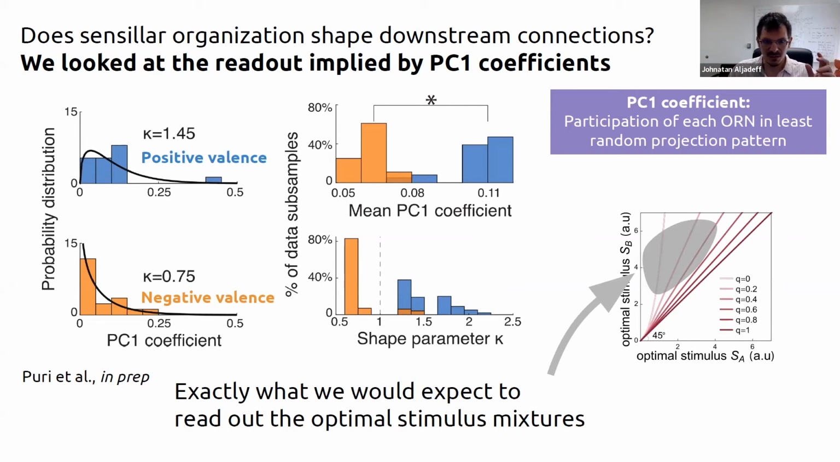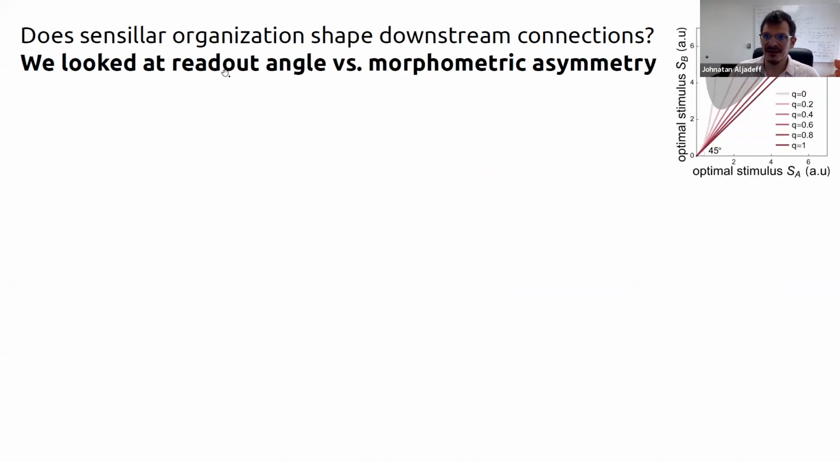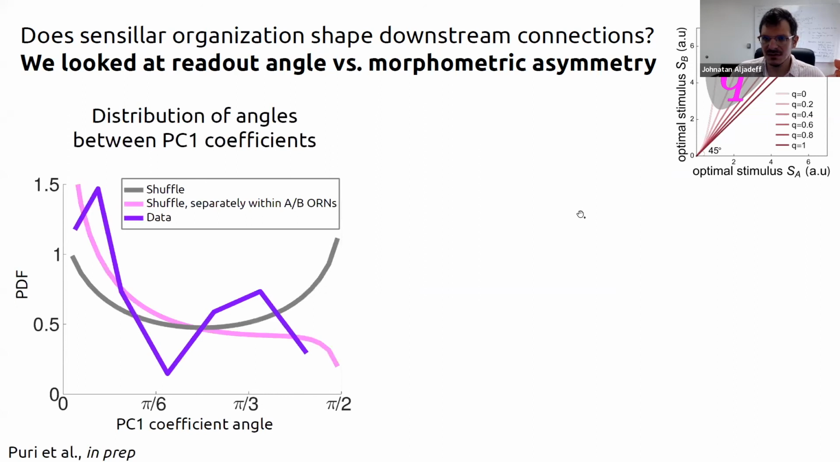Okay, so we want to look more carefully at the readout angles, and compare that to the morphometric asymmetry. The idea here is that by changing this asymmetry parameter Q, the system could tune the stimuli that it is most sensitive to. So what we compare here in purple is the probability distribution from pairs of ORNs in our data. We're showing their readout angle. And when we compare that to shuffles in pink, where we shuffle but conserve whether the neurons are positive or negative valence, we see that these distributions look different. In particular, there are missing angles around pi/6 and some excess angles at pi/3.